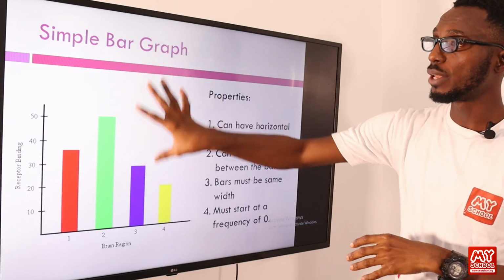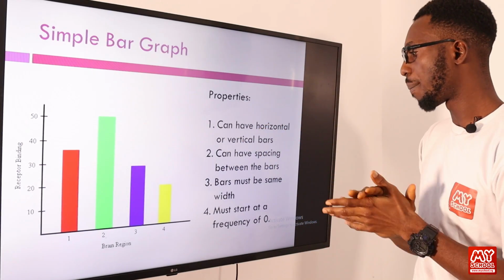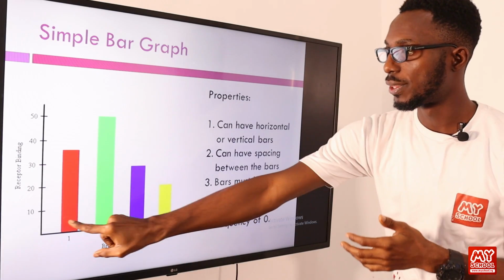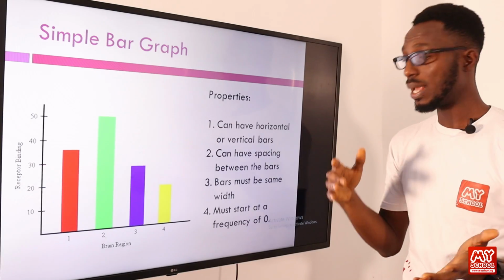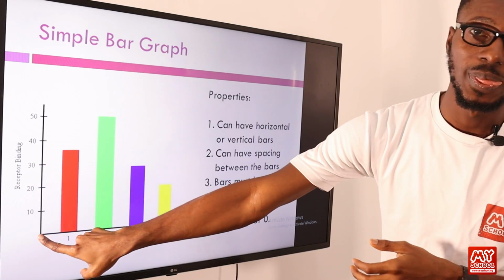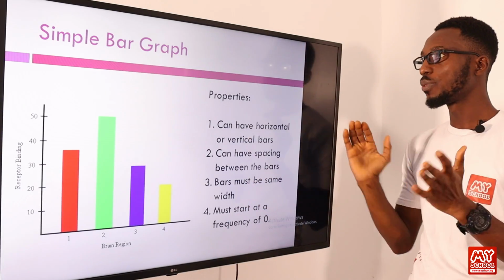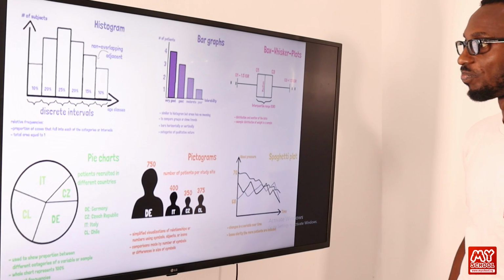This is one unique feature that makes it different from your histogram. There should be spaces between the bars, and the bars must be the same width, from year to year. They must also start at a frequency of 0. Those are unique features. So let's move on to the kinds of bar graphs or bar charts that we have.